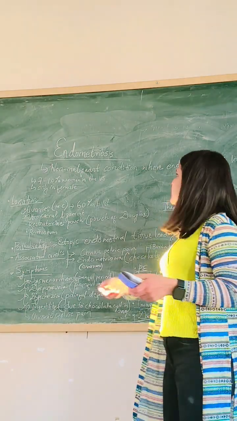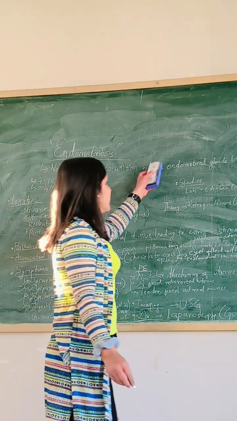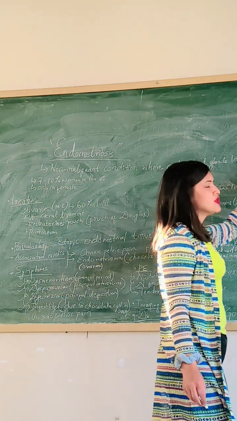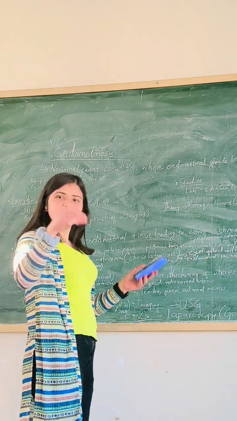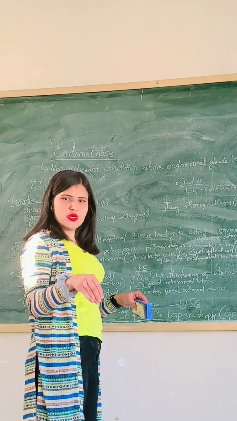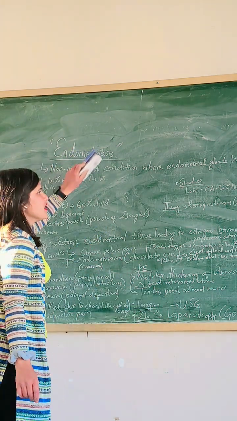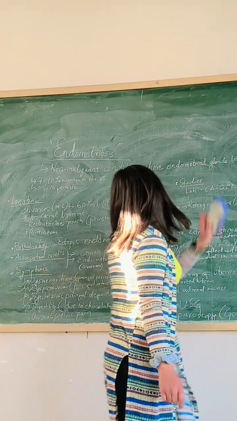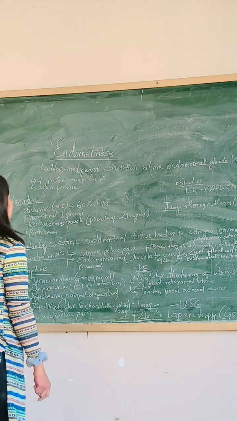Today I want to teach you about endometriosis. What is endometriosis? It is a non-malignant condition where endometrial glands are located outside the uterus. Generally, the endometrial glands are located inside the uterus, in the inner layer of the endometrium. But in endometriosis, they are located outside the uterus.